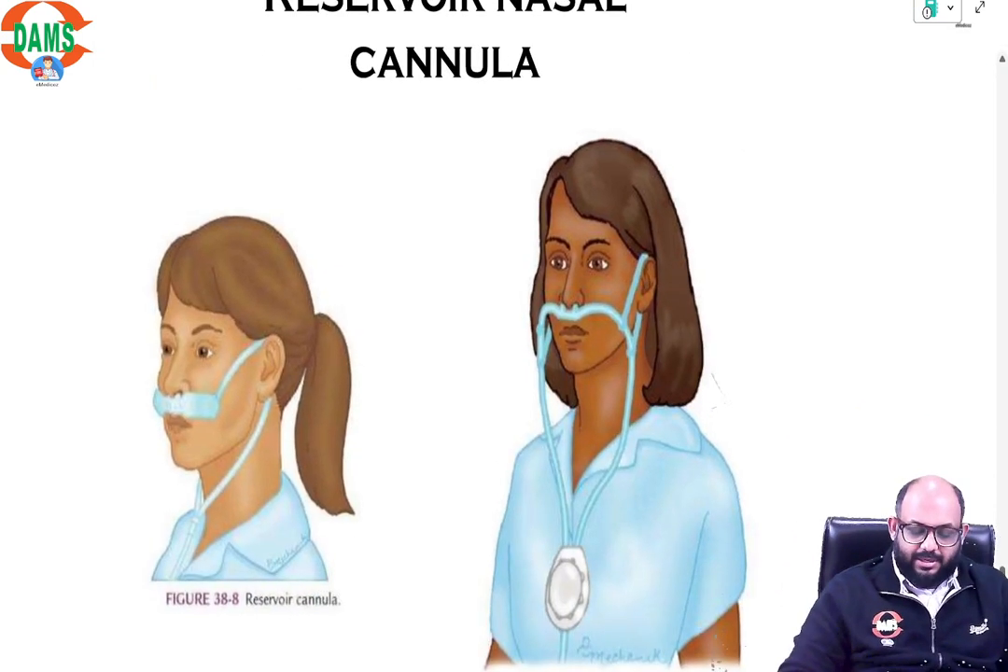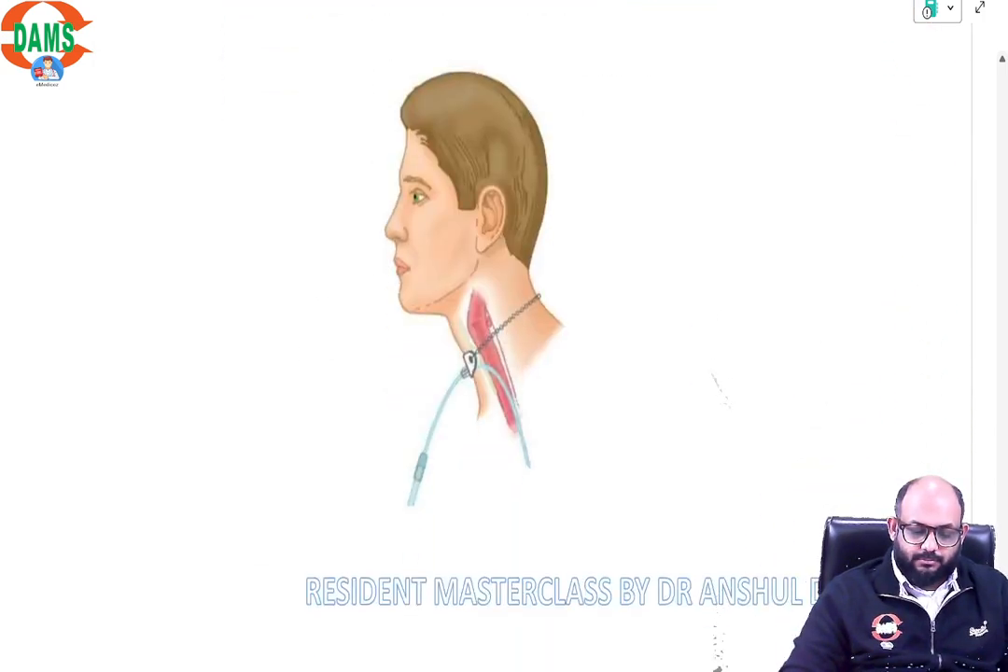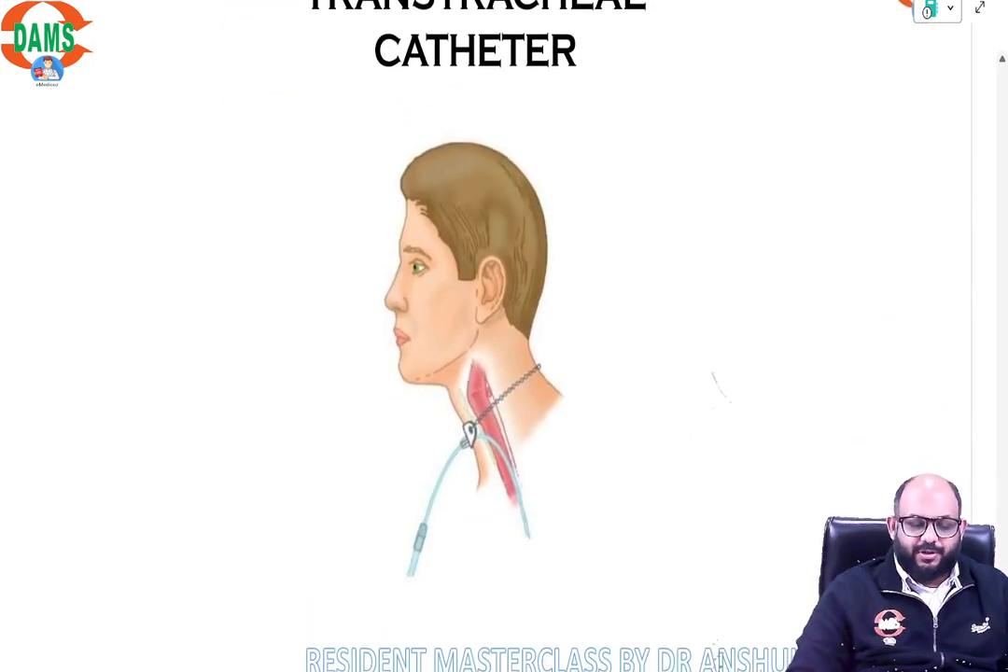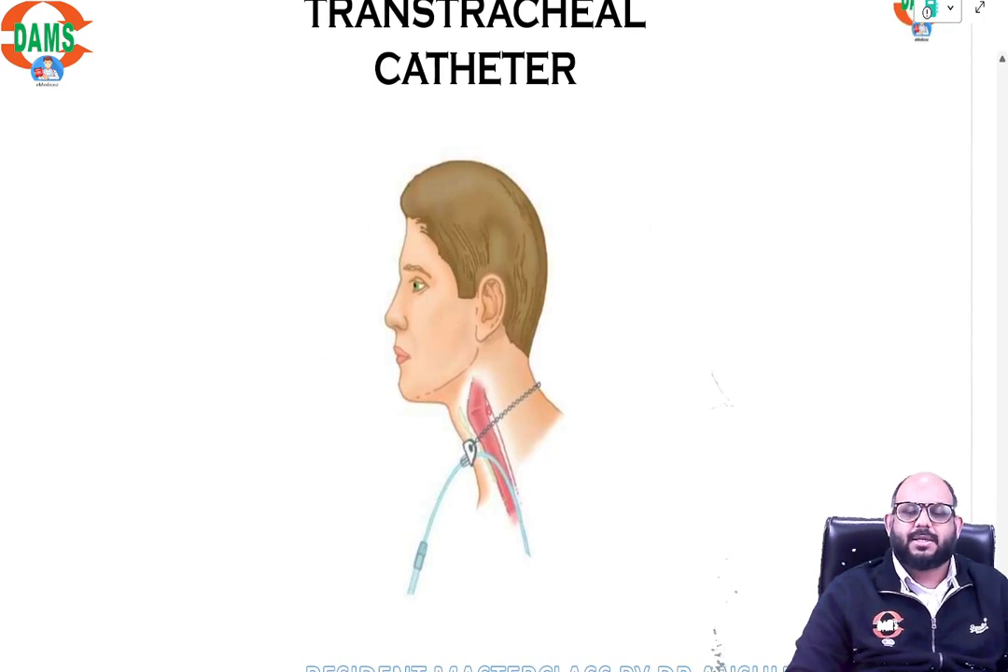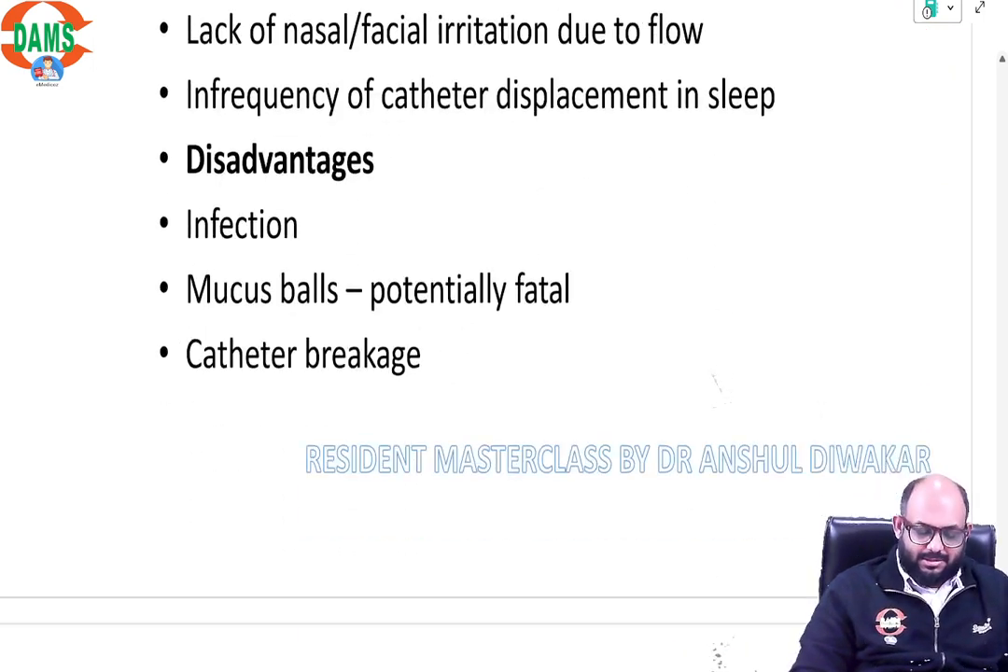This is a reservoir cannula, and this is a normal type of reservoir. Now I'm just showing you the image of a transtracheal catheter. It is nothing but a nasal catheter which you put through the trachea. The advantages and disadvantages are the same.